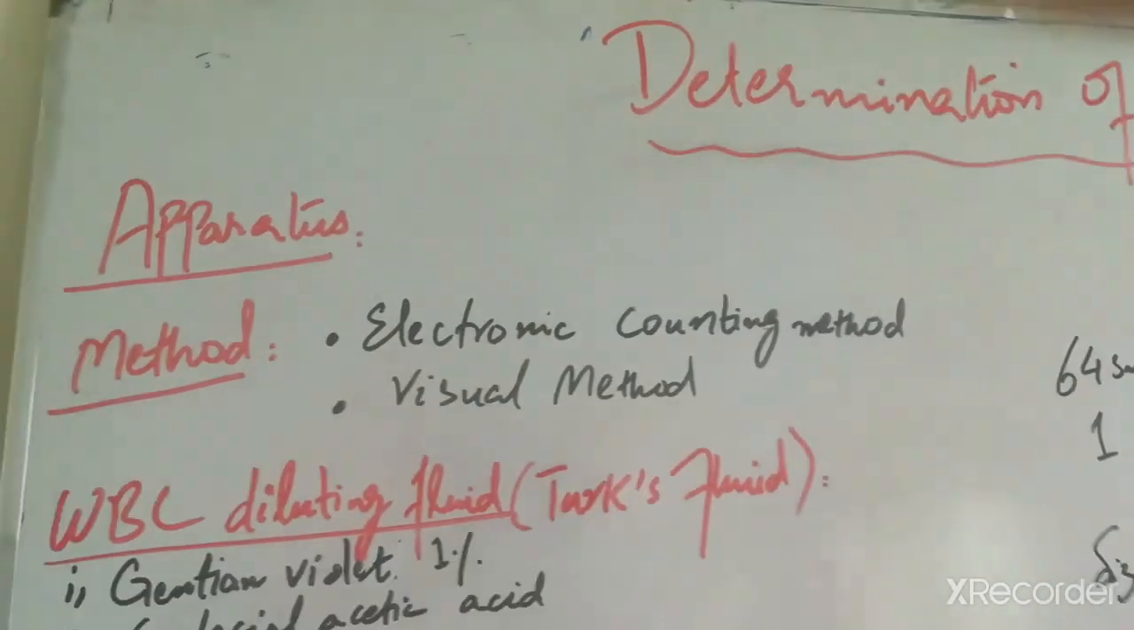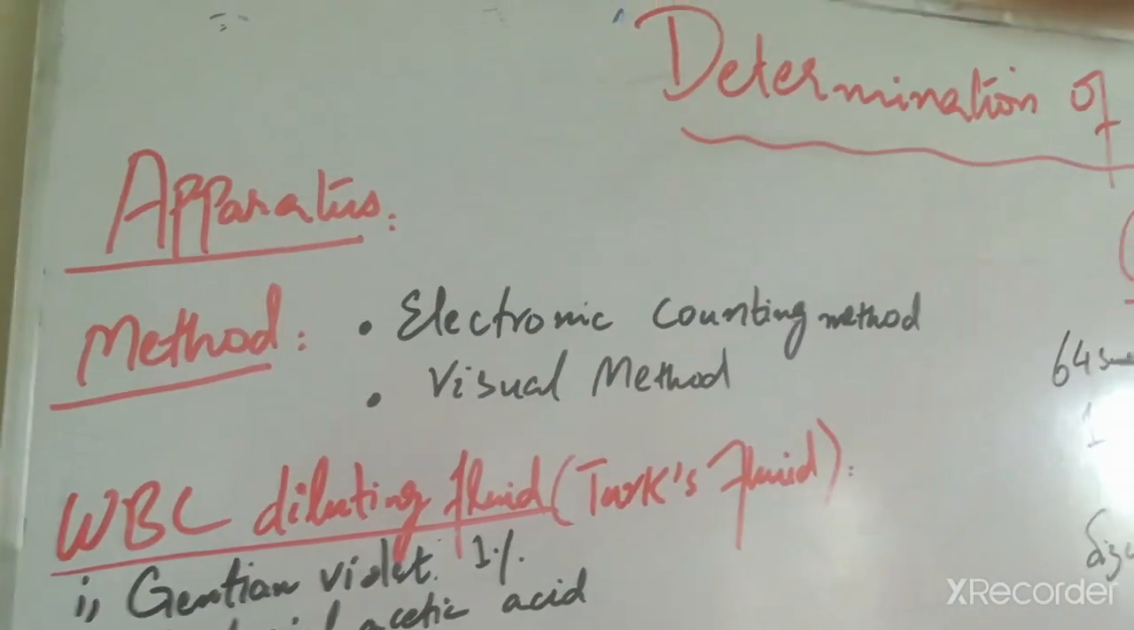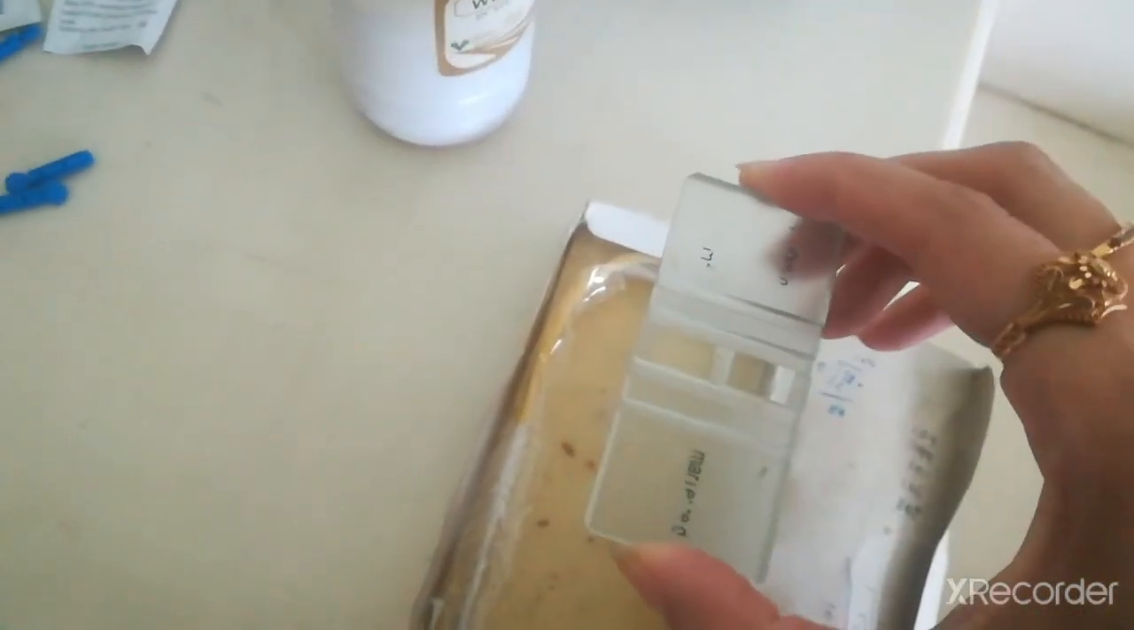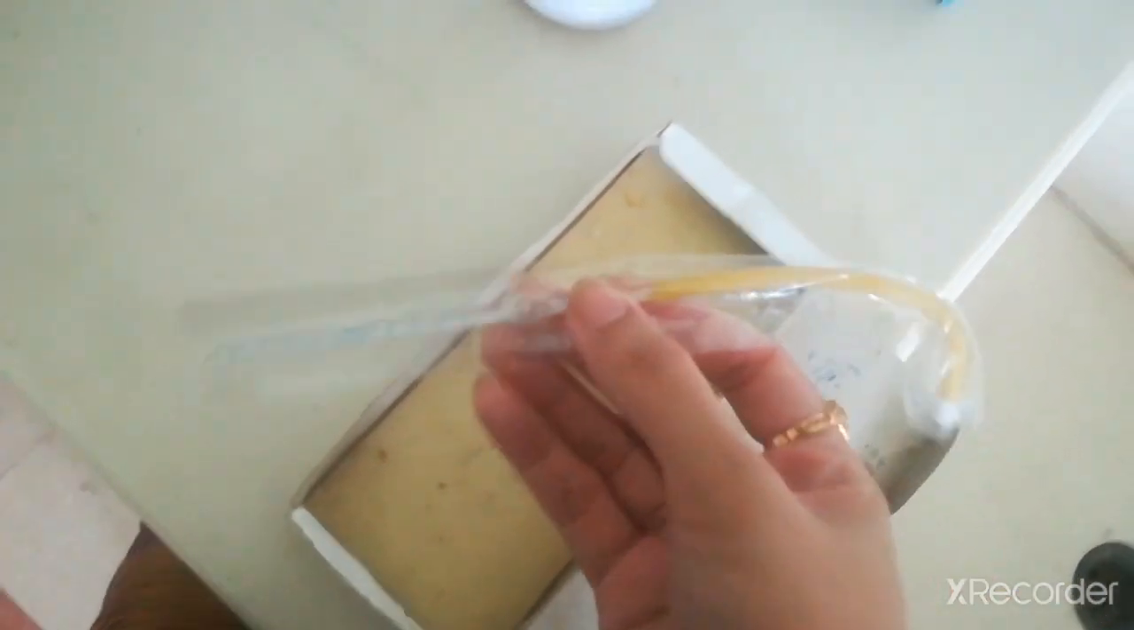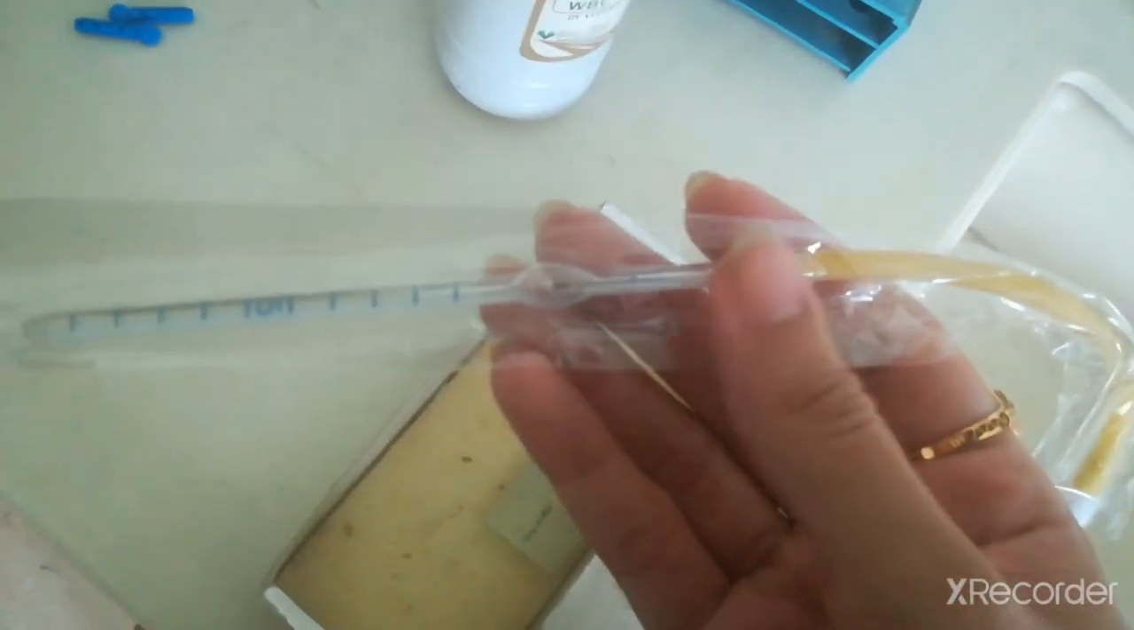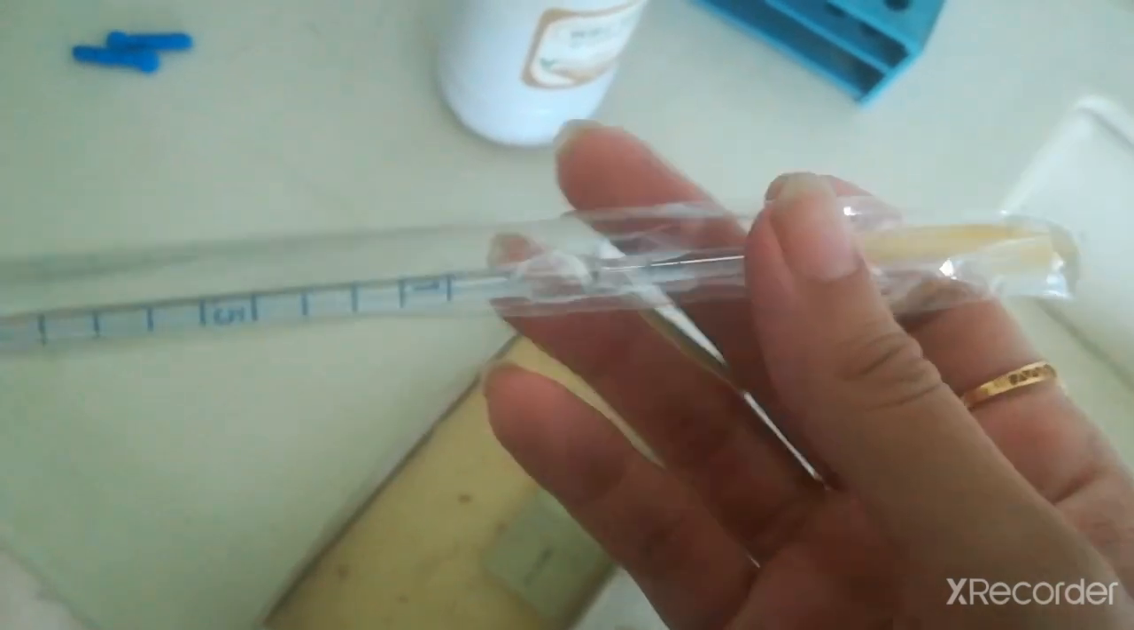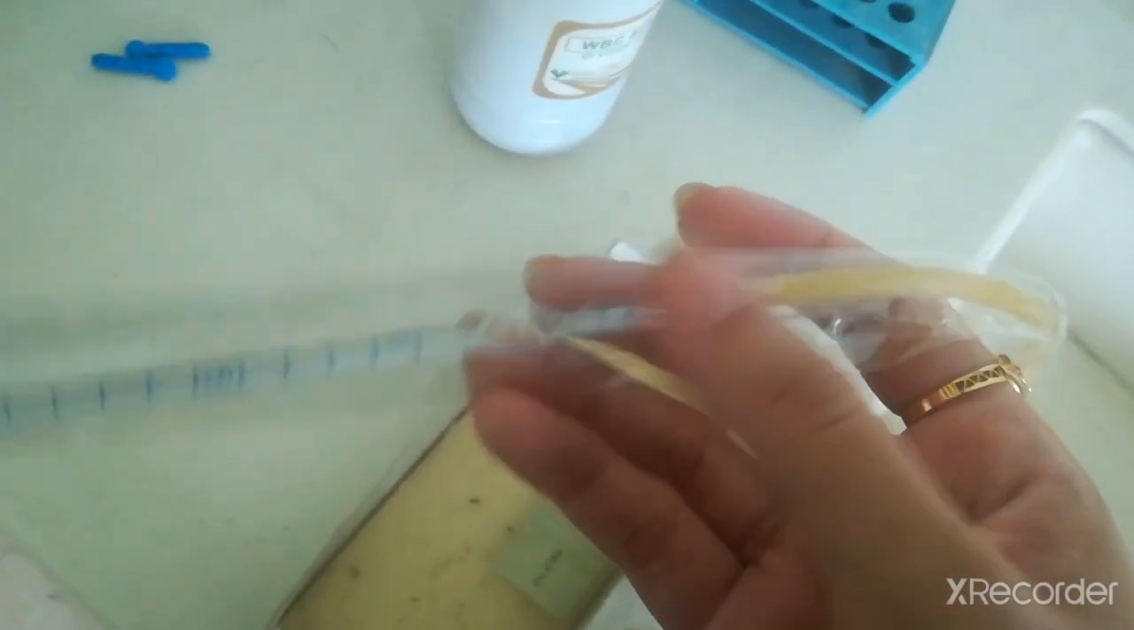Okay, so first of all, we will focus on the apparatus. The apparatus of this experiment includes Newbor's chamber, WBC pipette. The difference between WBC pipette and RBC pipette is the red bead inside this bulb.